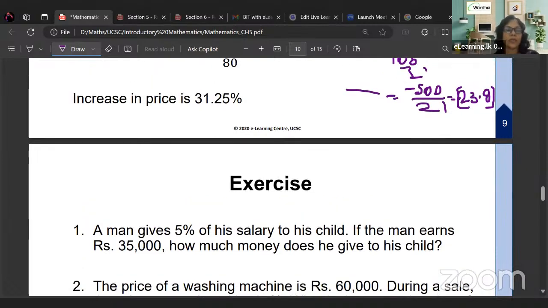First, try to do the first one. It says a man gives 5% of his salary to his child. If the man earns 35,000, how much money does he give to his child? He gave 5% of his salary to his child. If he earned 35,000, how much did he give to the child? That is what we have to find. Right? Now find it.